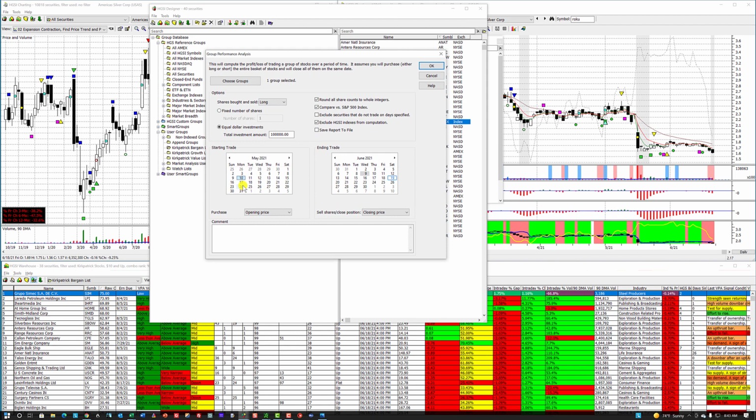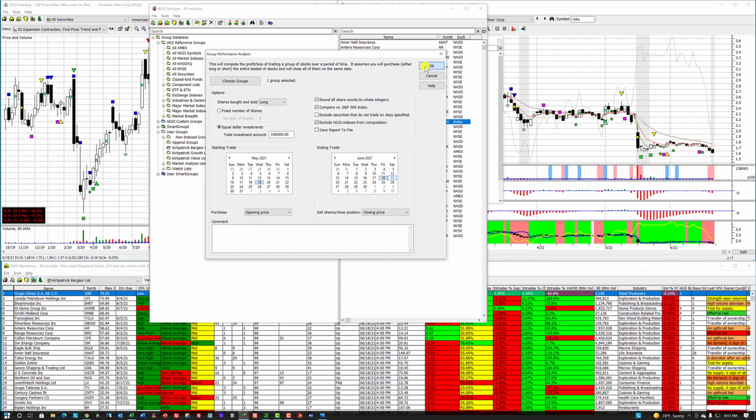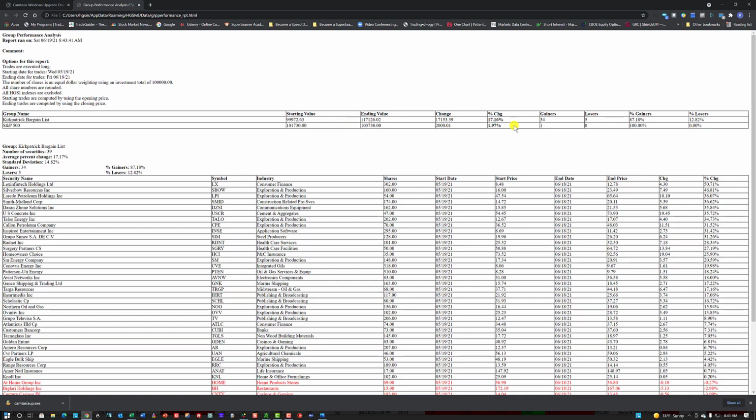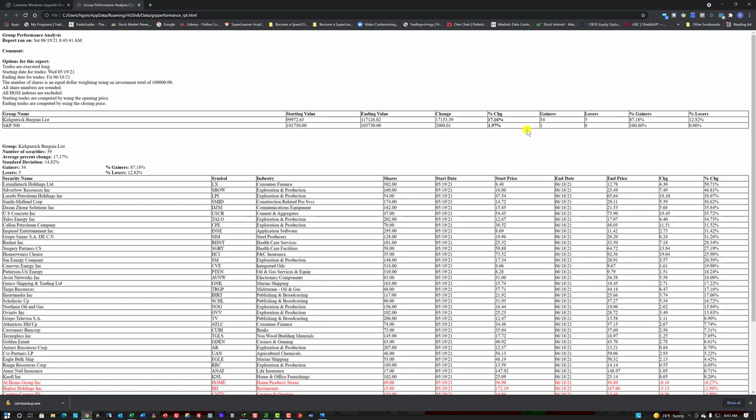Let's see. What is this date? This is the 19th, so I'll go through the close on the 18th of June, and we'll begin on the 19th of May. What group have I chosen? The bargain list. Let's just run this and you can see what this group has done. Like I said, stocks come and go, so this isn't really an extremely accurate way of looking at what these have done.